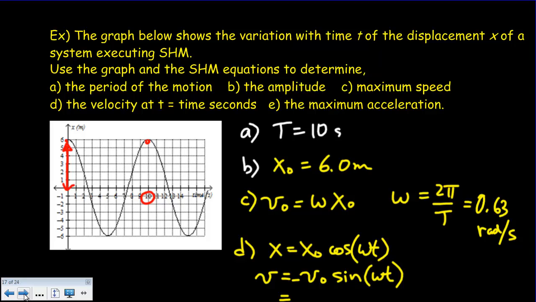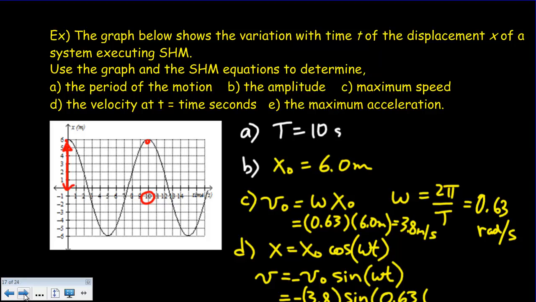And we forgot to work out what the maximum speed was, so it should be 0.63 radians per second times the amplitude of 6.0 meters, and that gives us a value of 3.8 meters per second. So we can put that into this equation, negative 3.8 times the sine. Omega we now know is 0.63. And t we leave as a variable. So this will tell us the velocity at any time t.